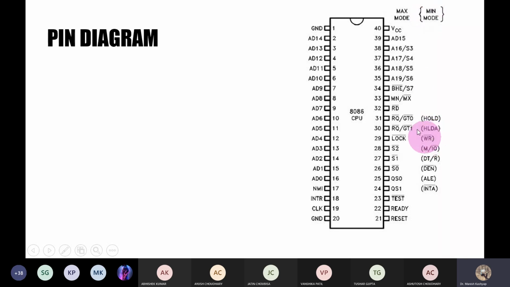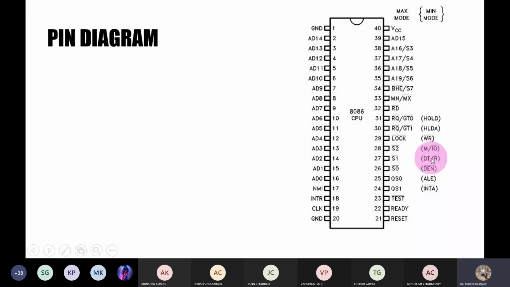Then you have the write pin, which is similar to the read pin, but the purpose is opposite. If you want to write something into the external memory, then you have this write pin. Similarly, you have the M/IO bar signal. Remember, in 8085 this was IO/M bar, with IO first and M bar second. Here it has been reversed. In 8086, you have M/IO bar, and this will tell us whether we are dealing with the external memory or an input output device.